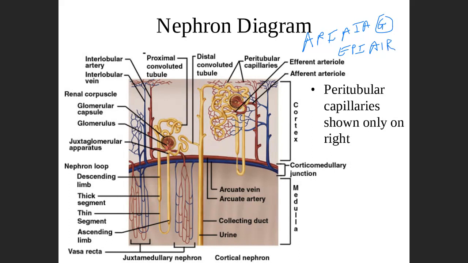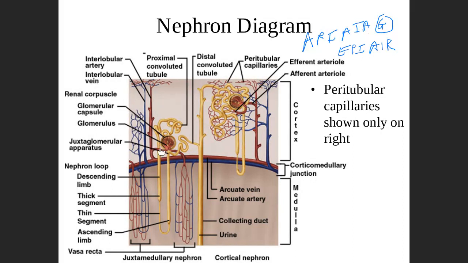This is the aorta, renal artery, interlobar artery. This is between the lobe, and then arcuate artery. So this will be arcuate artery. But the arcuate artery goes into the interlobular artery, which is this thing right here. Interlobular will branch into the afferent arteriole, into the glomerulus.